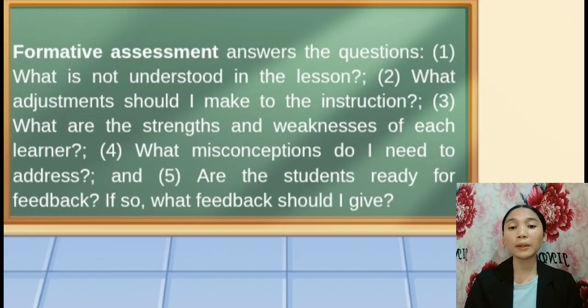And also, formative assessment answers questions like: 1. What is not understood in the lesson? 2. What adjustments should I make to the instruction? 3. What are the strengths and weaknesses of each learner? 4. What misconceptions do I need to address? And 5. Are the students ready for feedback? If so, what feedback should I give?